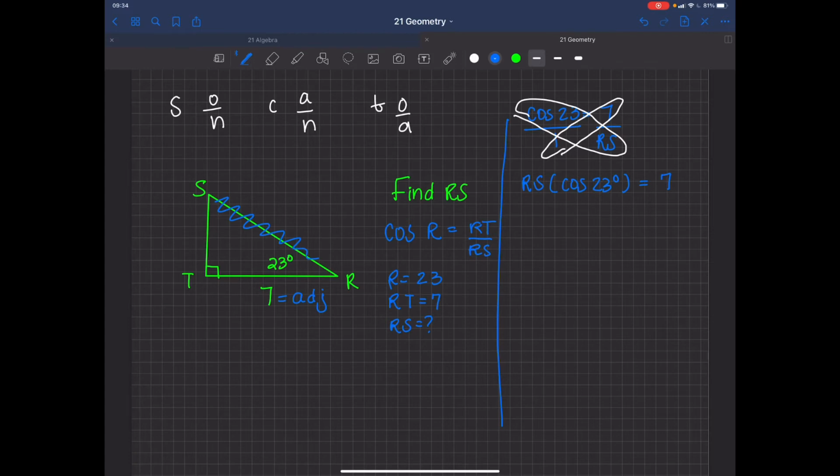So I need to get RS by itself, so I'm going to say RS times cosine of 23 degrees equals 7. I'm going to divide both sides by cosine of 23 degrees. All right, so then RS is equivalent to 7 divided by cosine of 23 degrees. And then when I put this in the calculator in degree mode, I say RS is equivalent to 7.604. And I know the IXL is asking for the tenths place. So when I estimate this, it's going to be 7.6. And that's my solution.